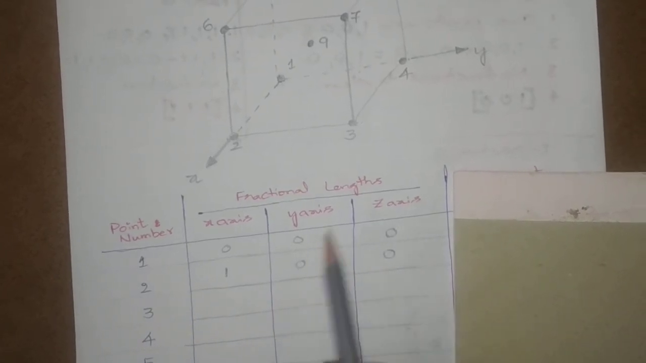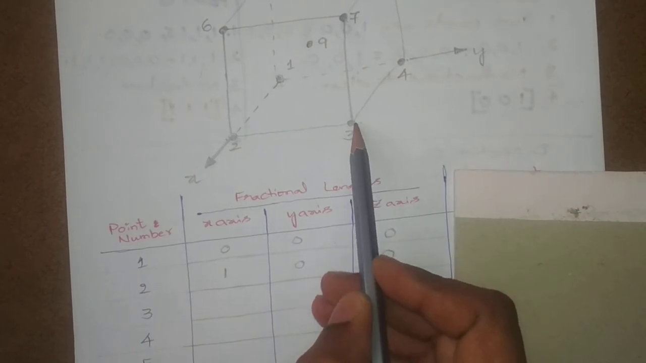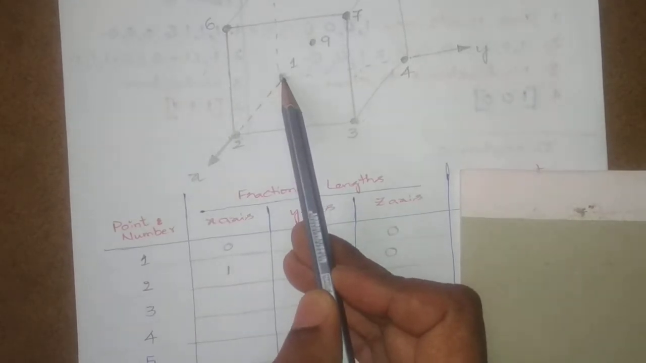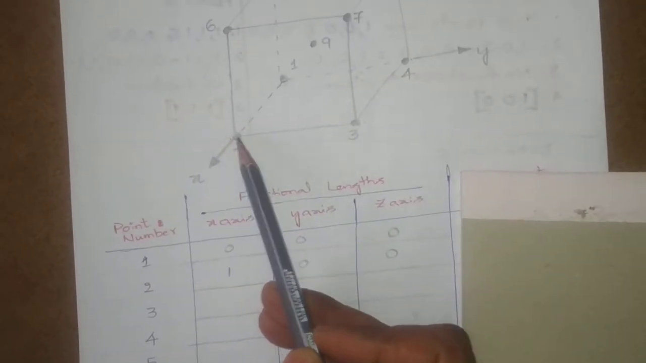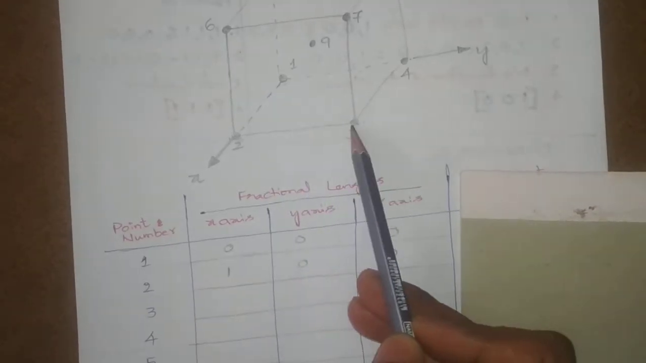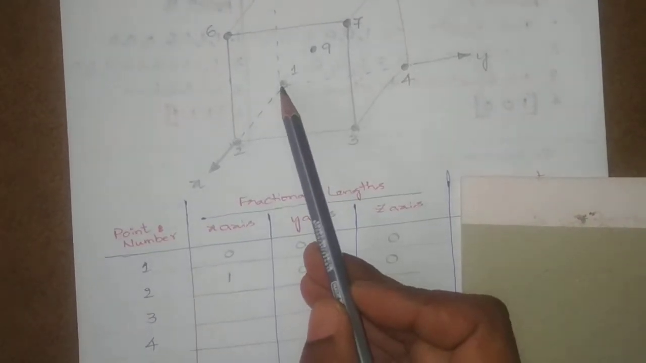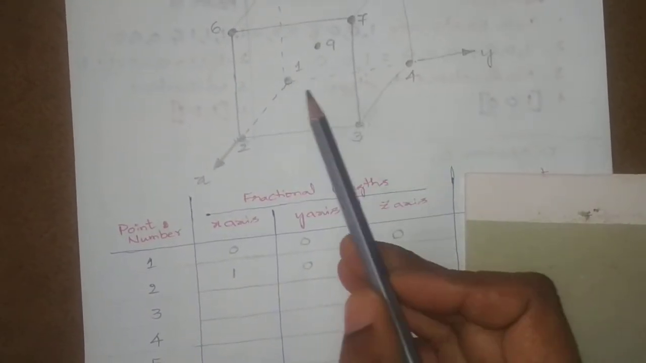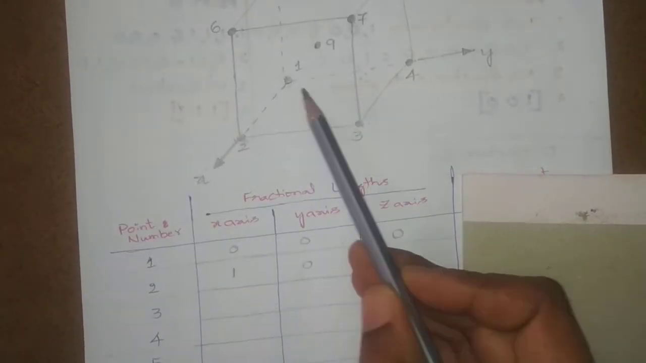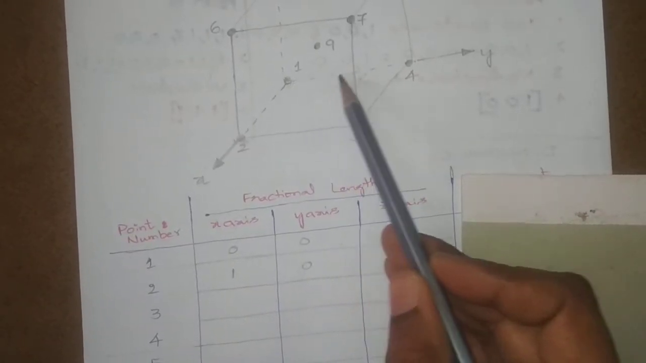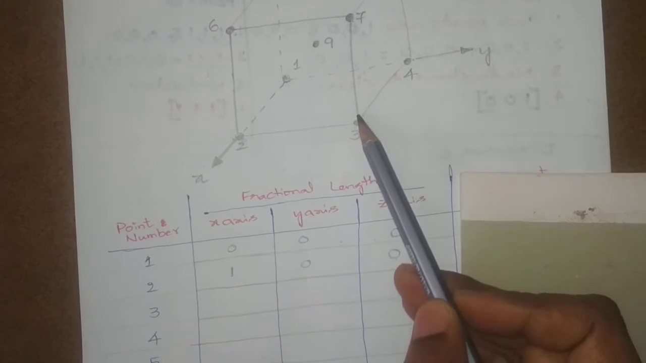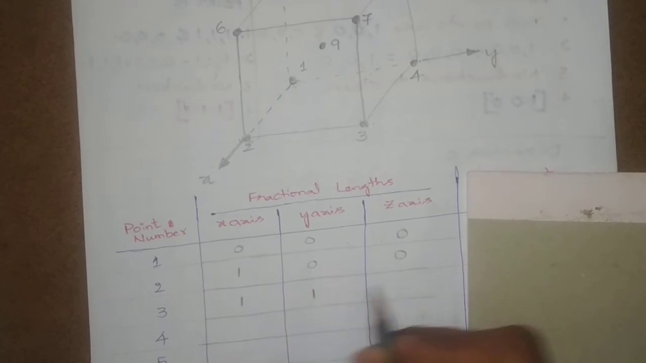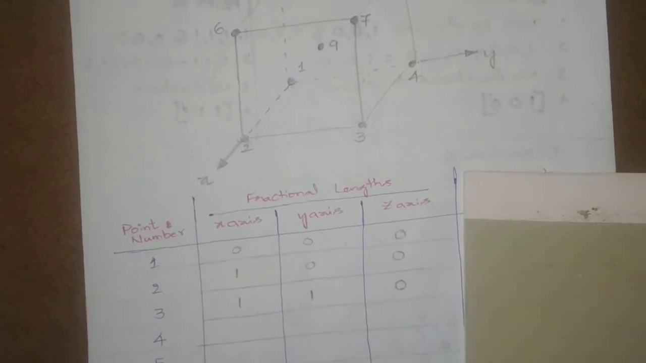Okay, now coming to point 3. To reach point 3, from origin, we have to move 1 unit in the x direction and 1 unit in the y direction. You can see this is the x axis, x direction, and this is the y direction. Okay, so you can move in this direction or you can move in this direction also. So you have to move 1 unit in the y direction and 1 unit in the x direction. So your x coordinate will be 1, y coordinate will be 1 and z coordinate will be 0.